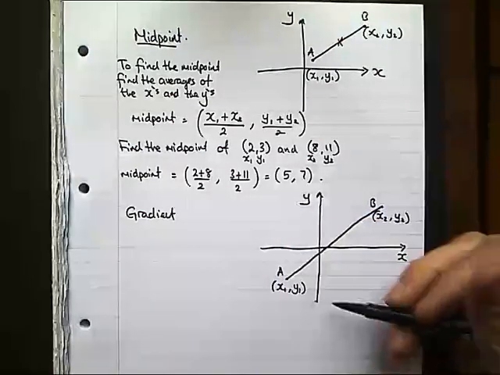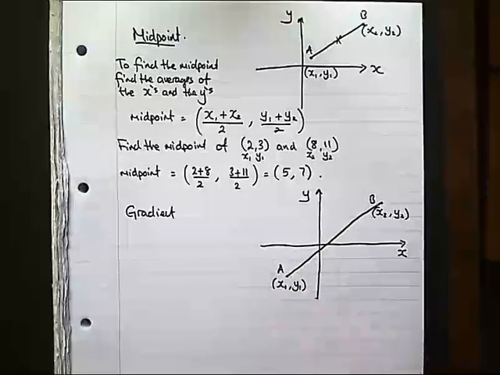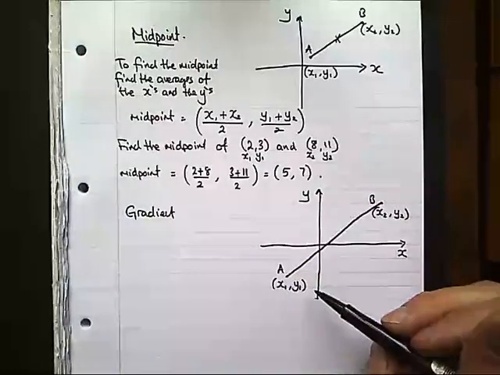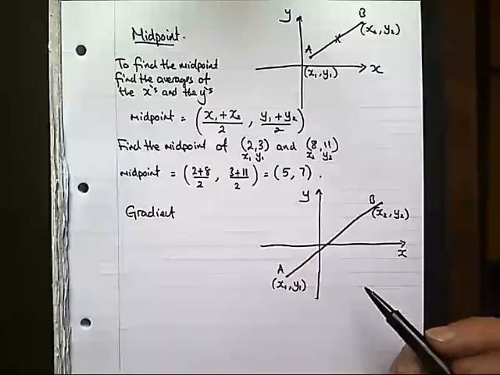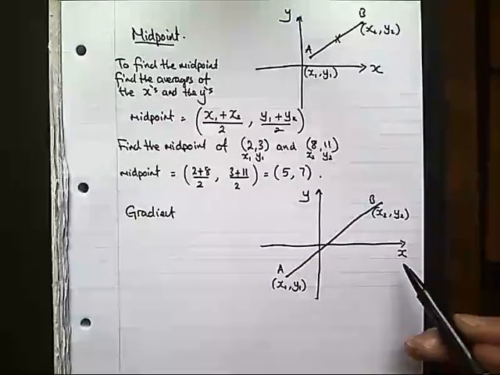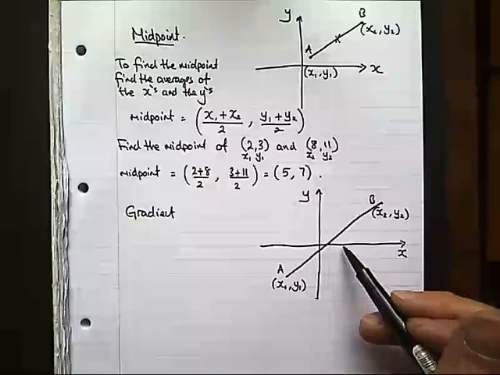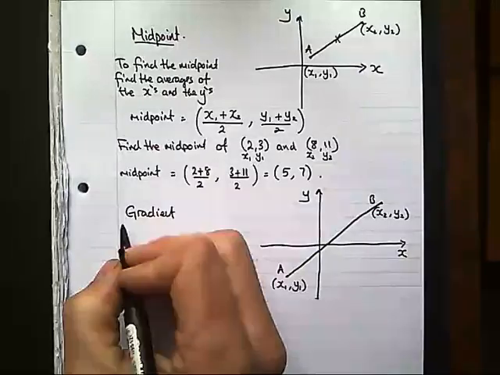So all the y values are the height and all the x values are the length, or the distance horizontally. So the gradient is the rate at which the line increases in height for every one value of x. So whatever the gradient is, if x goes up by 1, y goes up by the gradient amount. So the best way to write that, let's have a look.